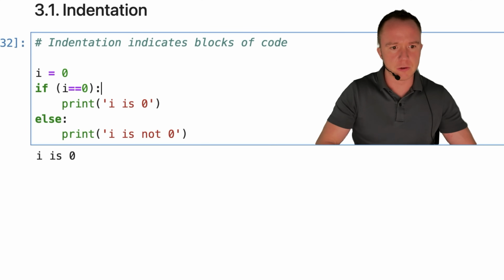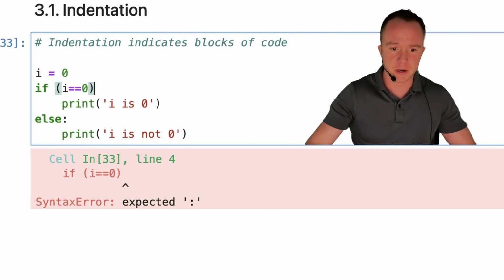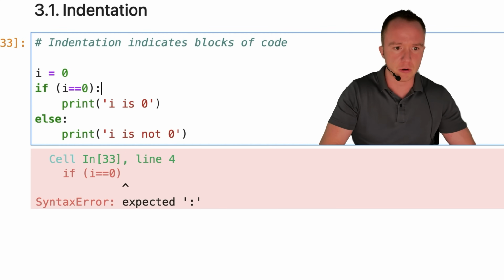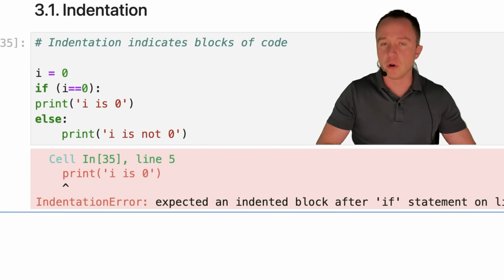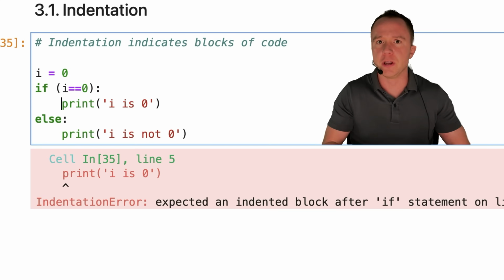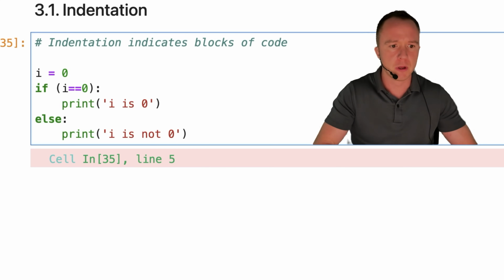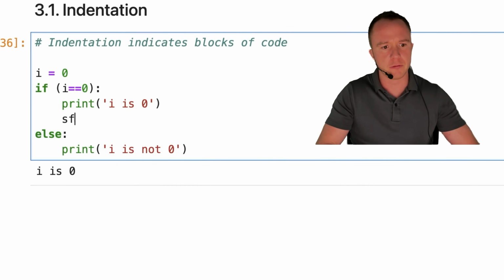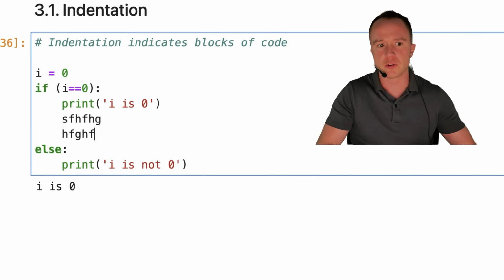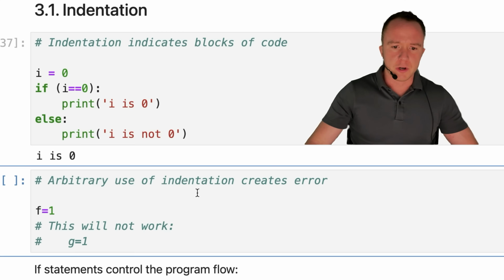Should you forget something, should you not have the colon, you'll get an error message, which is actually kind of nice because it tells you it expects the colon. Also, should you not use indentation here, that will also give you an error message. So indentation is how Python indicates blocks of code that belong together. What you can do after an if statement is not limited to one line, but you can have additional lines of code here that are also only applied if I is equal to 0. Arbitrary use of indentation creates an error.